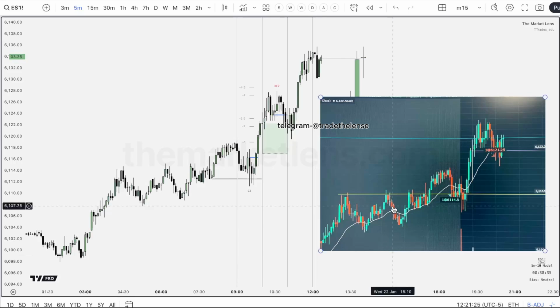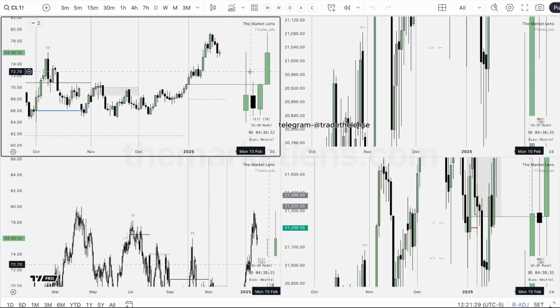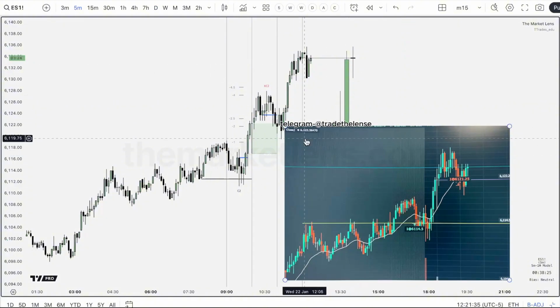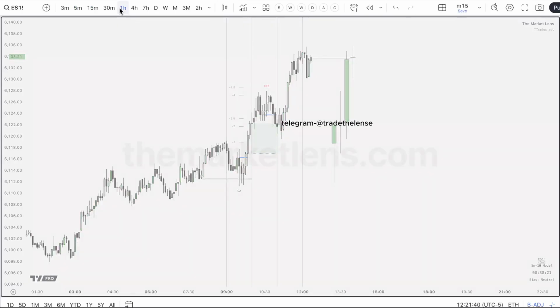I don't need a daily profile per se. It's more so I just want to see how the daily candle is forming. So for instance, we'll come back to this. Give me one sec.